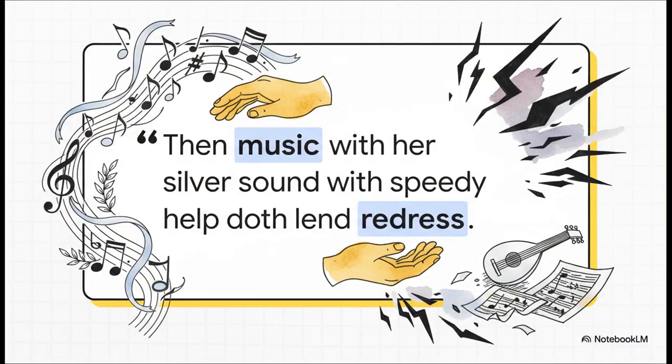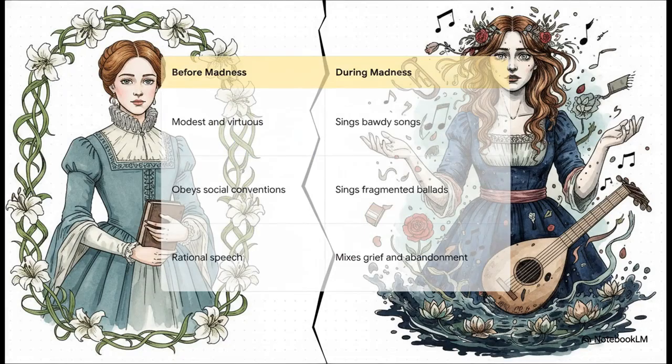Now, the conventional wisdom at the time, which you see here in Romeo and Juliet, was that music was a healing force. Its perfect harmony and order could soothe a troubled soul and bring you back to balance. But Shakespeare, being the genius he was, took that idea and flipped it completely on its head. And the most devastating example of this has to be Ophelia in Hamlet.